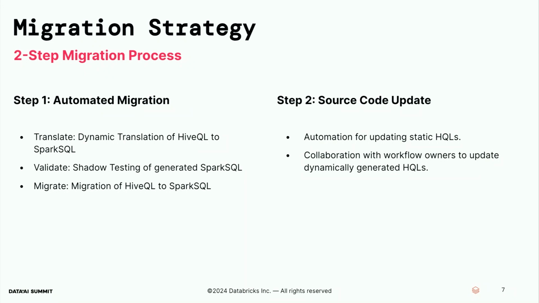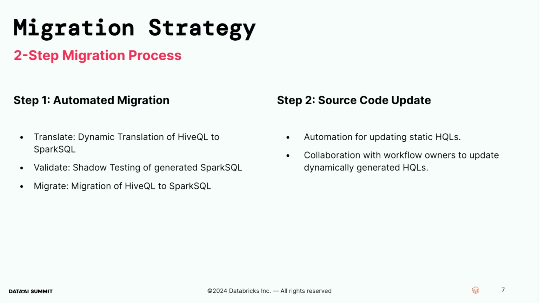Talking about the migration strategy that we took, as I already mentioned, we had about 18,000 workflows, and these workflows contributed to about 50,000 unique payloads. These were distributed across hundreds of teams at Uber. Had we gone with a decentralized and manual migration approach, it would have taken a very long time. So we decided to take a two-step migration approach, where the first step was to do an automated migration, which involved translating the Hive payload into SparkSQL in an automated manner, validating it using shadow testing, and then migrating the payload.